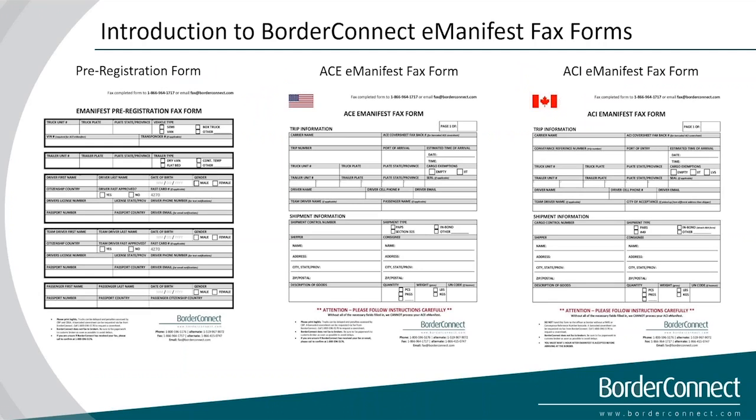Now we're going to bring you to the introduction to BorderConnect's e-manifest fax forms. We recently redesigned a lot of our forms to be a bit more user-friendly, and hopefully you'll take full advantage of using these forms. The first one, starting from left to right, is our pre-registration form. The pre-registration form is for customers that would like us in our office to enter new data, such as truck, trailer, drivers, or new passengers you'd like to be added to BorderConnect. So basically, if you have a new truck you'd like to add to our system, you could just fill out the truck section, the truck block, and then just fax or email it to the number or email at the top of the page.